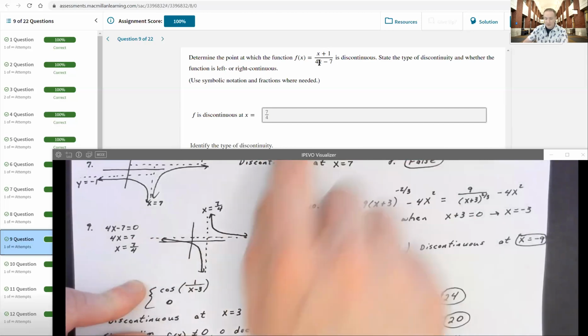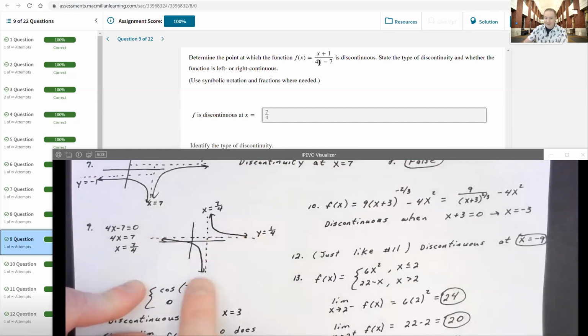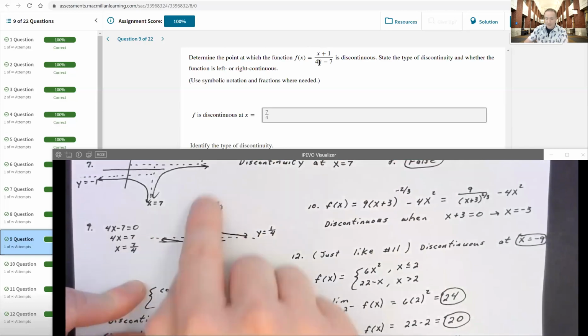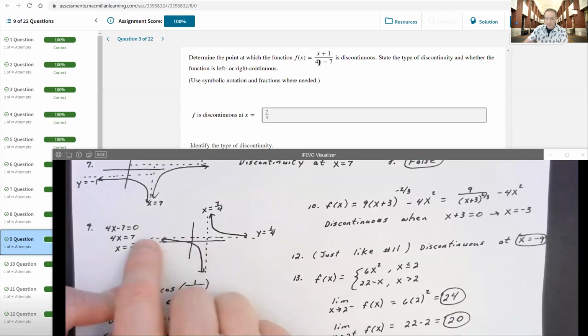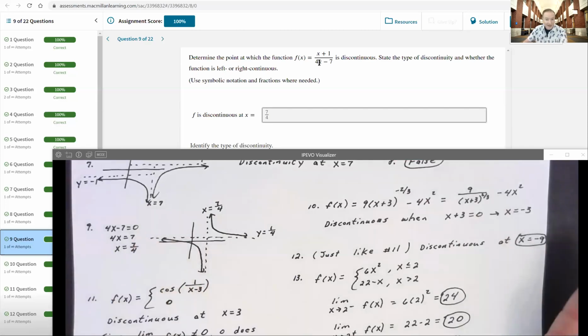Since my denominator was degree 1, it had to have the opposite behavior as it approached that asymptote. So this side goes up, this side's going to go down and approach the horizontal asymptote from below. I didn't even have to plot any points to know that that's what the graph of that rational function looks like. Now I can easily answer the questions.